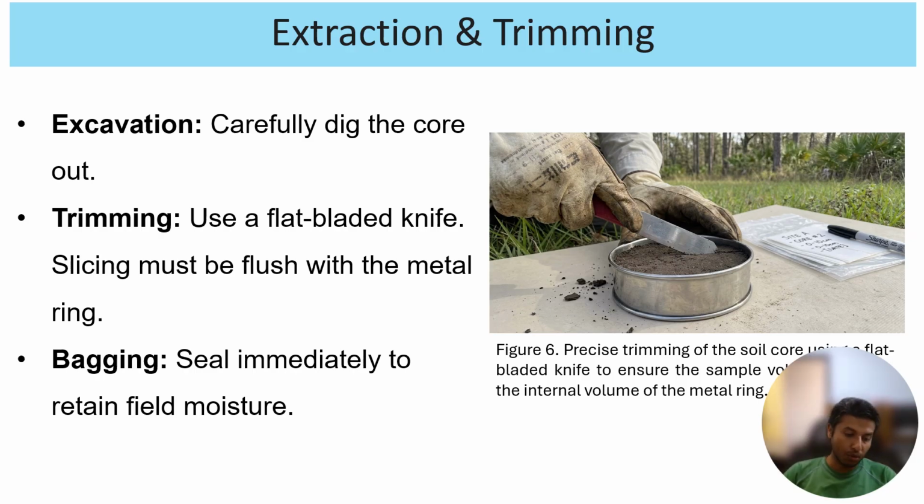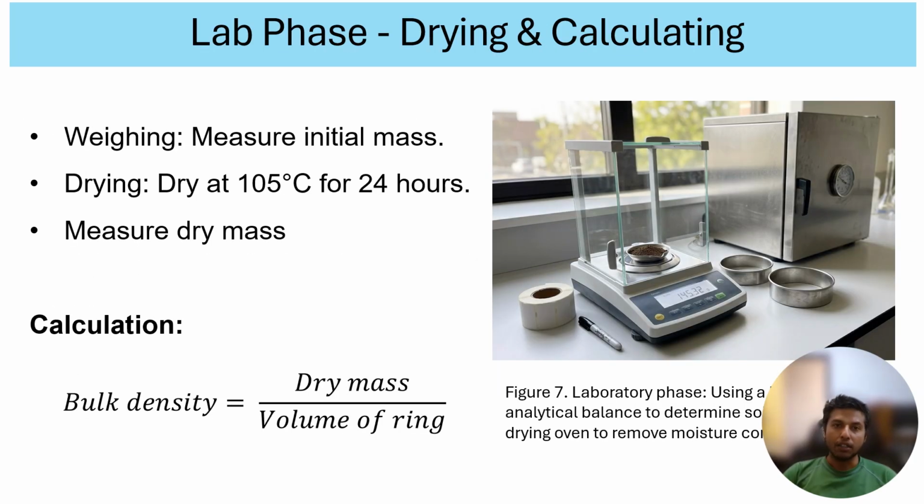So next, push the sample into the plastic bag, seal it up tightly to lock in the field moisture, and label it with the site ID. So now we have collected the soil samples for the bulk density. The next step is moving forward with the laboratory analysis, right? The next phase is drying and calculating.